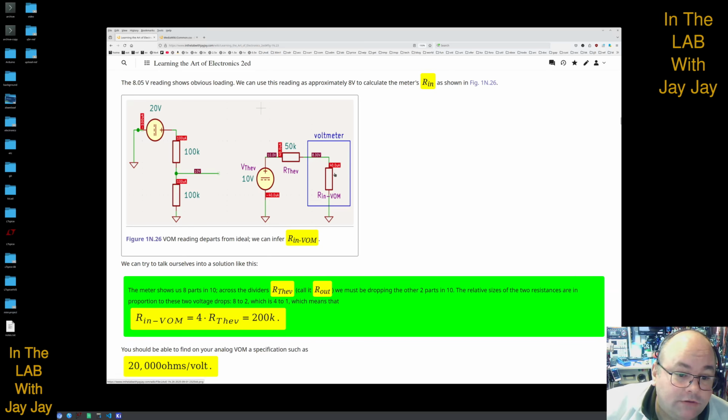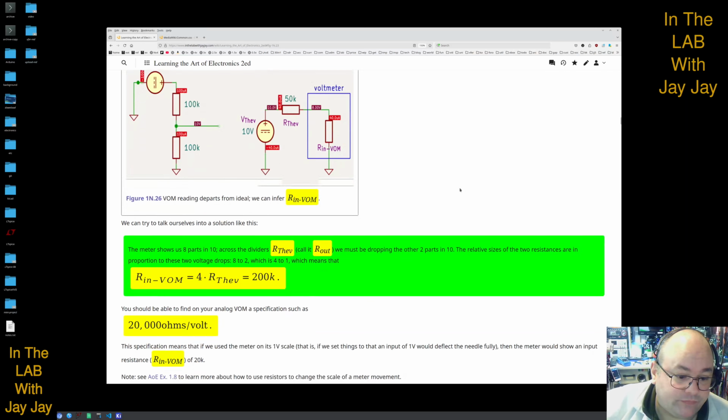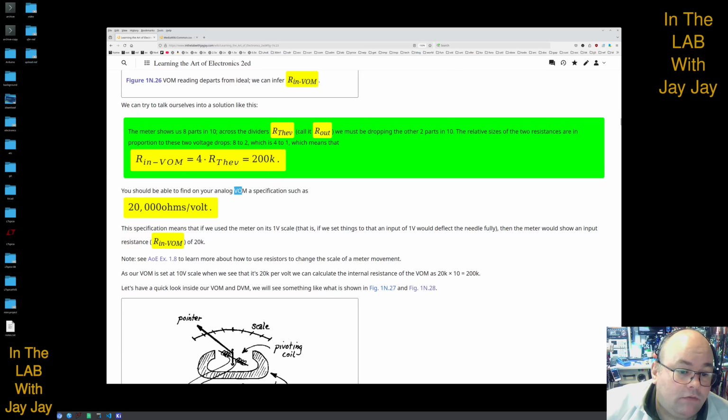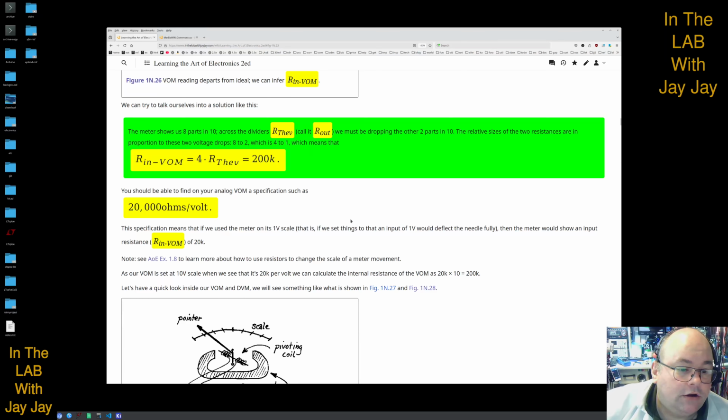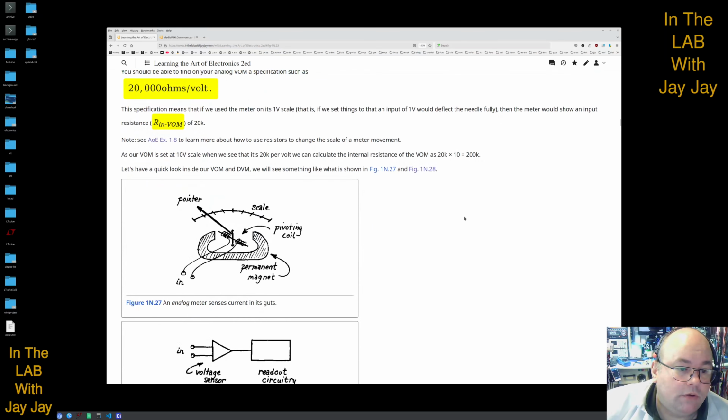Anyway, look, it's 8 volts across the output resistance. We're dropping the other 2 volts across the voltmeter, which means that the proportion is 8 to 2, which simplifies to 4 to 1. And since that's 50, we multiply by 4, we get 200k, and that 200 kilo ohms is the internal resistance of the VOM. And there's a spec on the voltmeter, and it says 20,000 ohms per volt. Given that we have 10 volts, it's 200,000 ohms, which is 200k, which is what we saw.